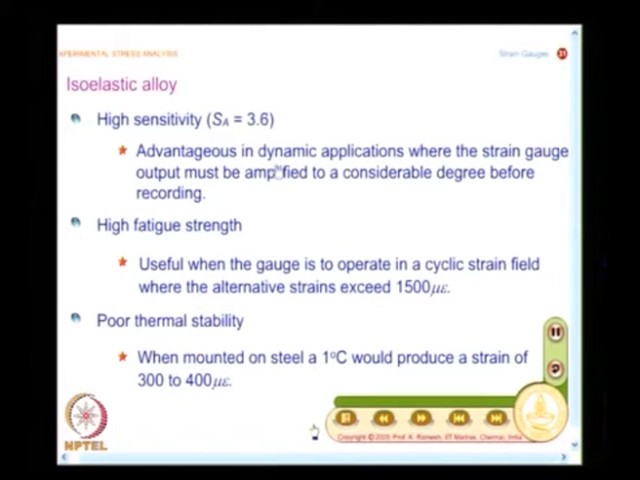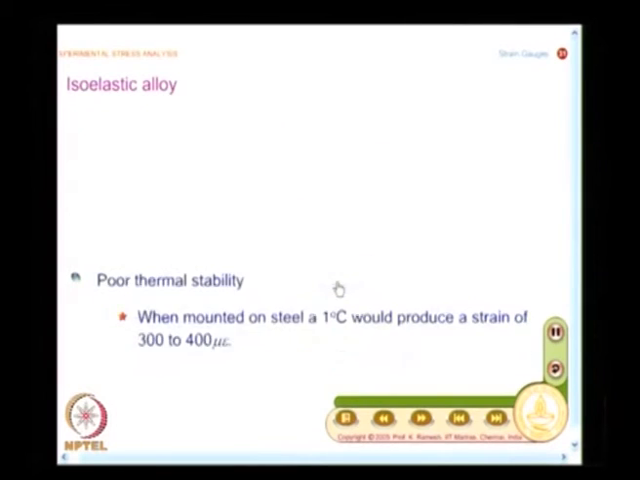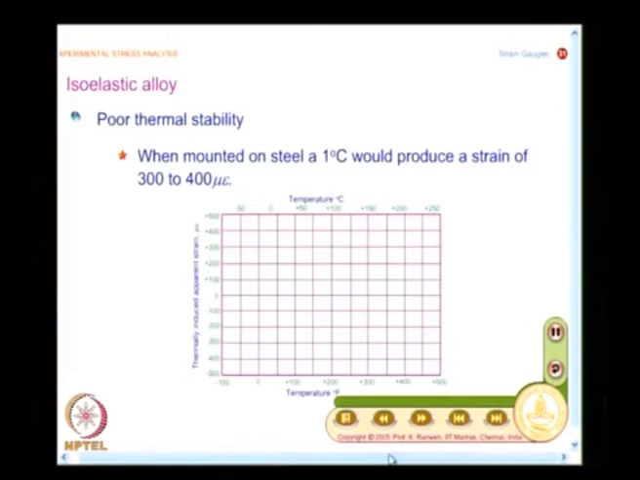But the requirement here is, when I go for dynamic applications, when I go for high fatigue strength, you go in for isoelastic alloy. So, each of these base materials has an advantage and a disadvantage. Advance is more of a general purpose material, isoelastic alloy is for special applications. And this is what you see in the graph. You do not have to draw this, you can draw in the same graph the isoelastic also, it is almost asymptotic.